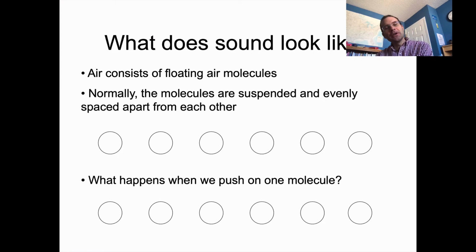And what we want to do is push on one of these molecules. Let's say we push on the one on the left in that particular direction, going this way. What do you guys think will happen? Give me a second.